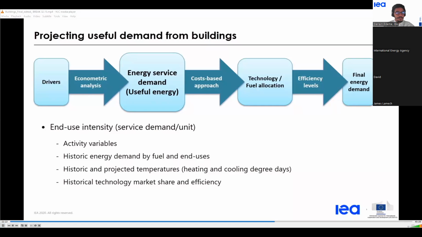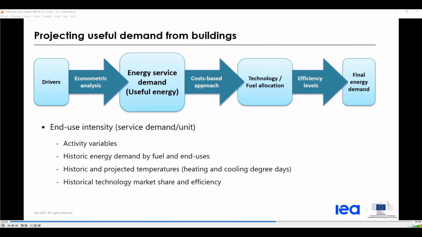Once we have determined past and projected activity variables and service demand intensity, the total energy service demand, or useful energy, can be computed. For this, we can rely on end-use intensity, which is derived from our projections of activity drivers, as well as other data coming from our database, like the historic energy demand by fuel and end users, historic and projected temperatures. So we usually use heating degree days and cooling degree days, or historical technology market share and efficiency. For instance, with all this information, we can compute the energy intensity per square meter for space heating.